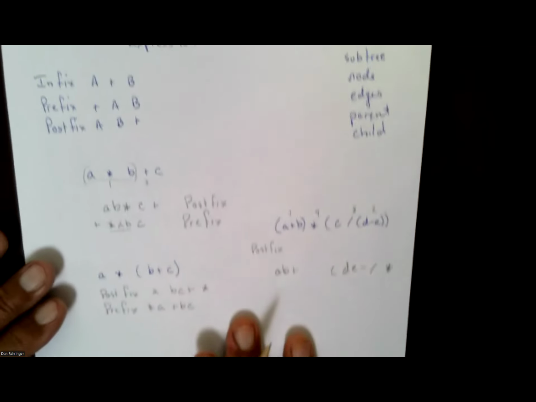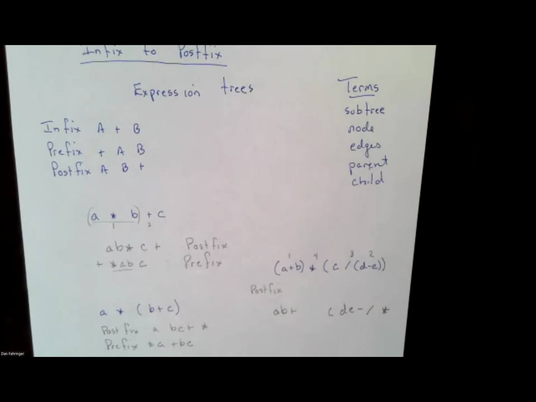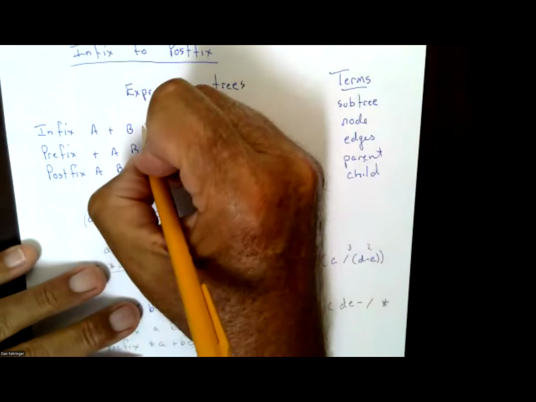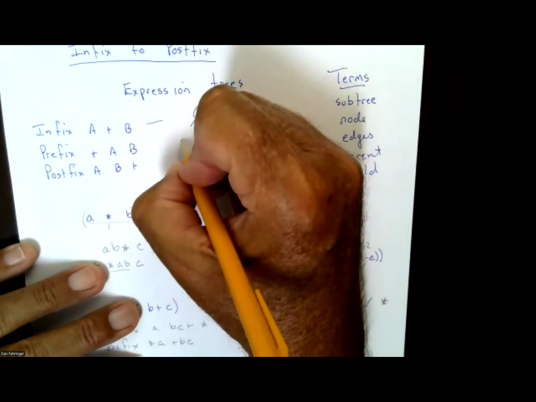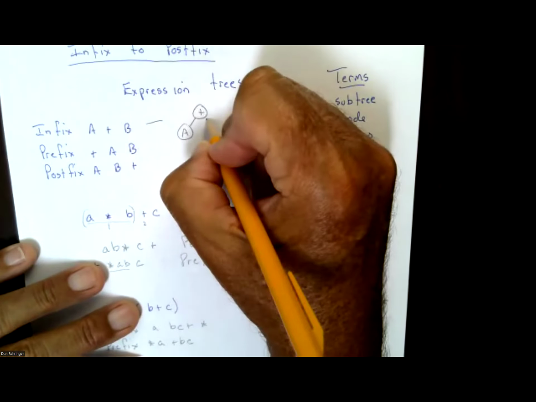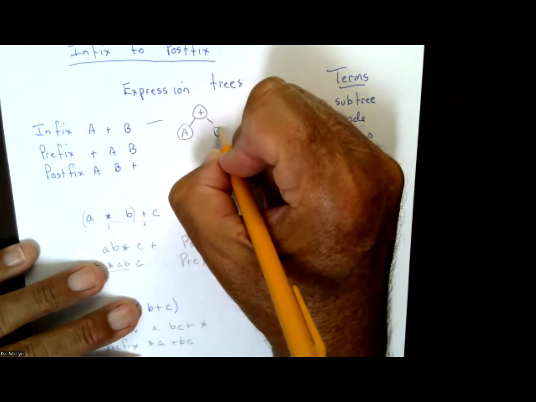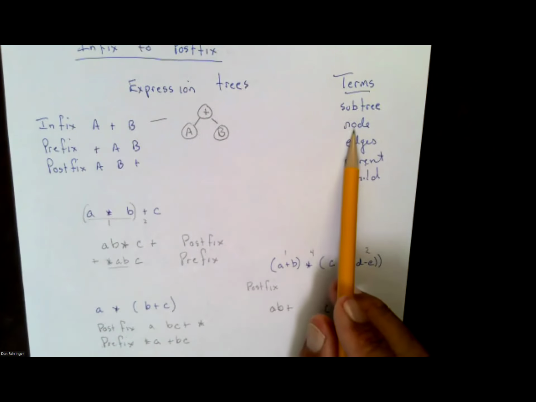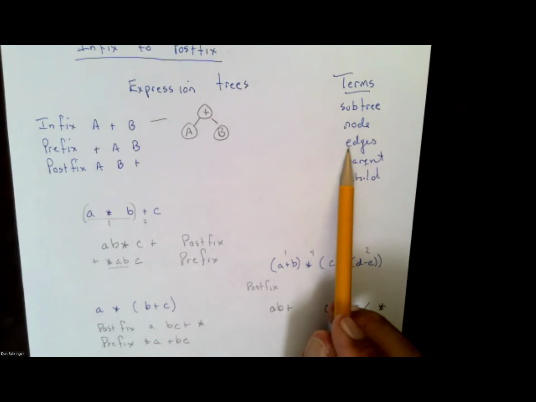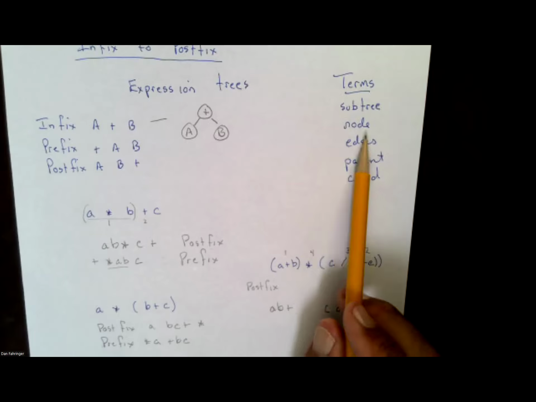Okay, just coming back up here for a little bit. Infix. What does infix look like? Well, I said these become these things called expression trees. And an expression tree for infix is going to look like this. Here's the plus, here's the A, and here's the B. These guys are called nodes. The nodes are connected by edges.